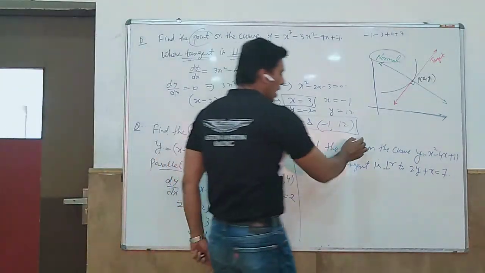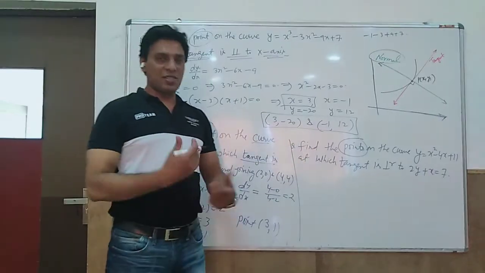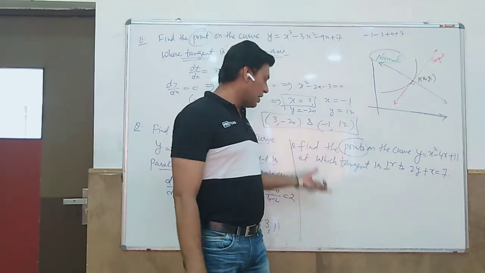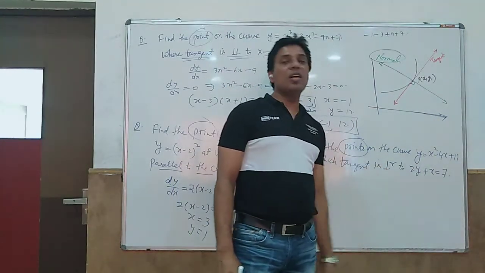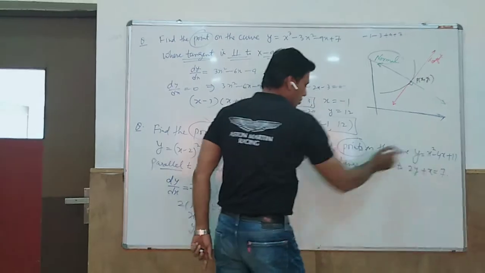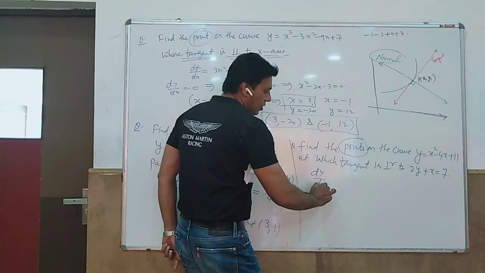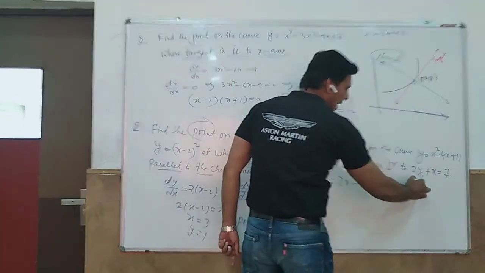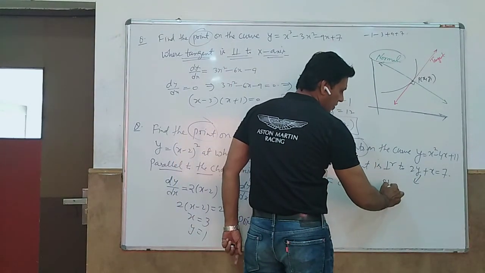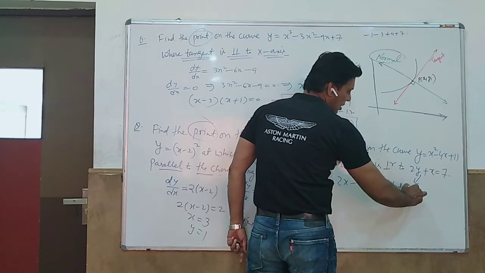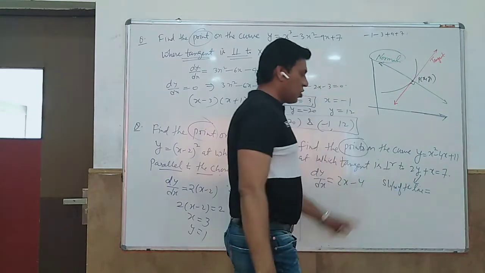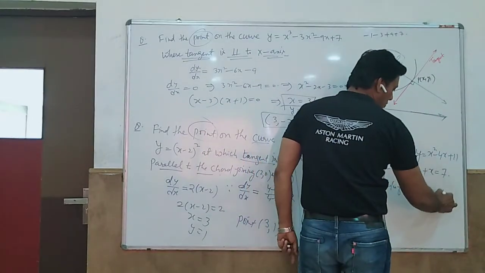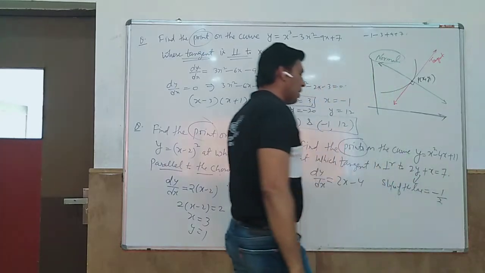Again the same question, find the point, and it is written points. So find the points on the curve at which the tangent is perpendicular to this line. So first of all differentiate the function to get dy upon dx. So you will have 2x minus 4. And then the slope of this line. You know how to find the slope of the line? Minus the coefficient of x, which is 1, over the coefficient of y, which is 2. So minus 1 upon 2.